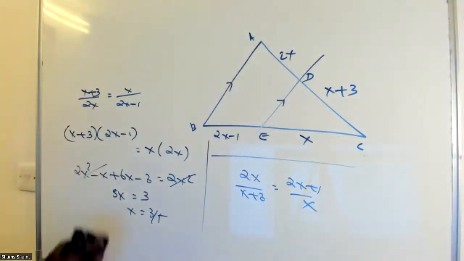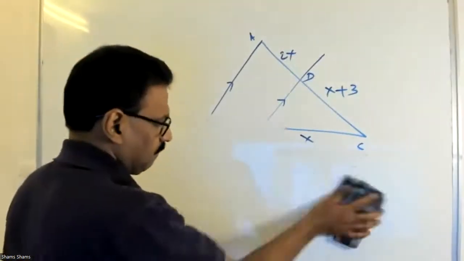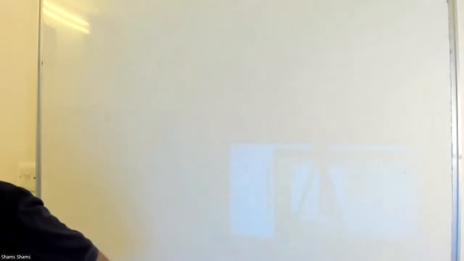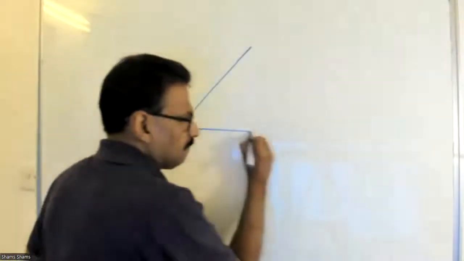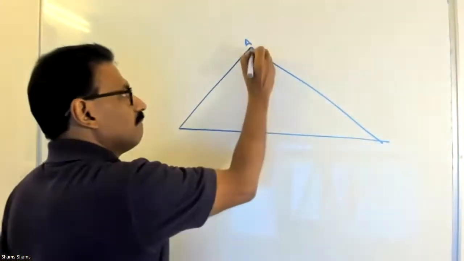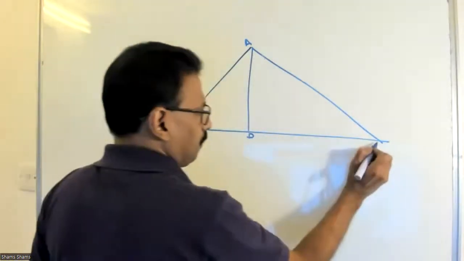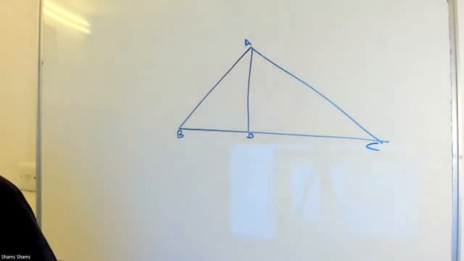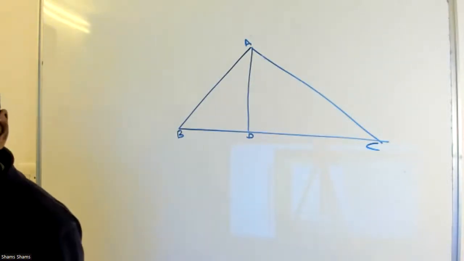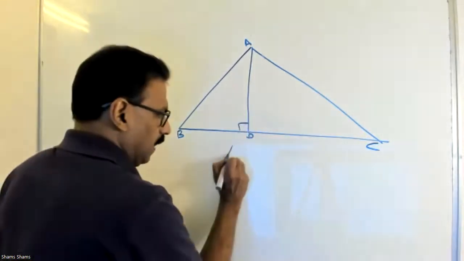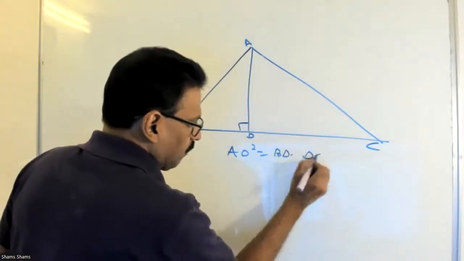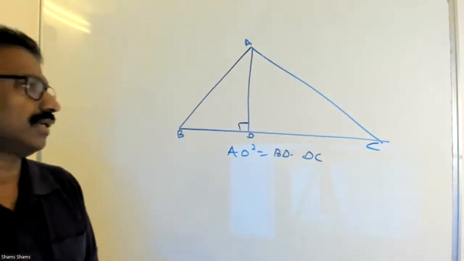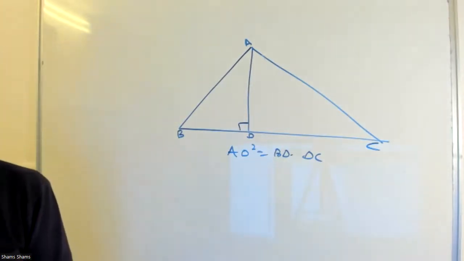Okay, so next question. In triangle ABC, AD is perpendicular to BC, and AD square equals BD into DC. Show that angle A is 90 degrees.